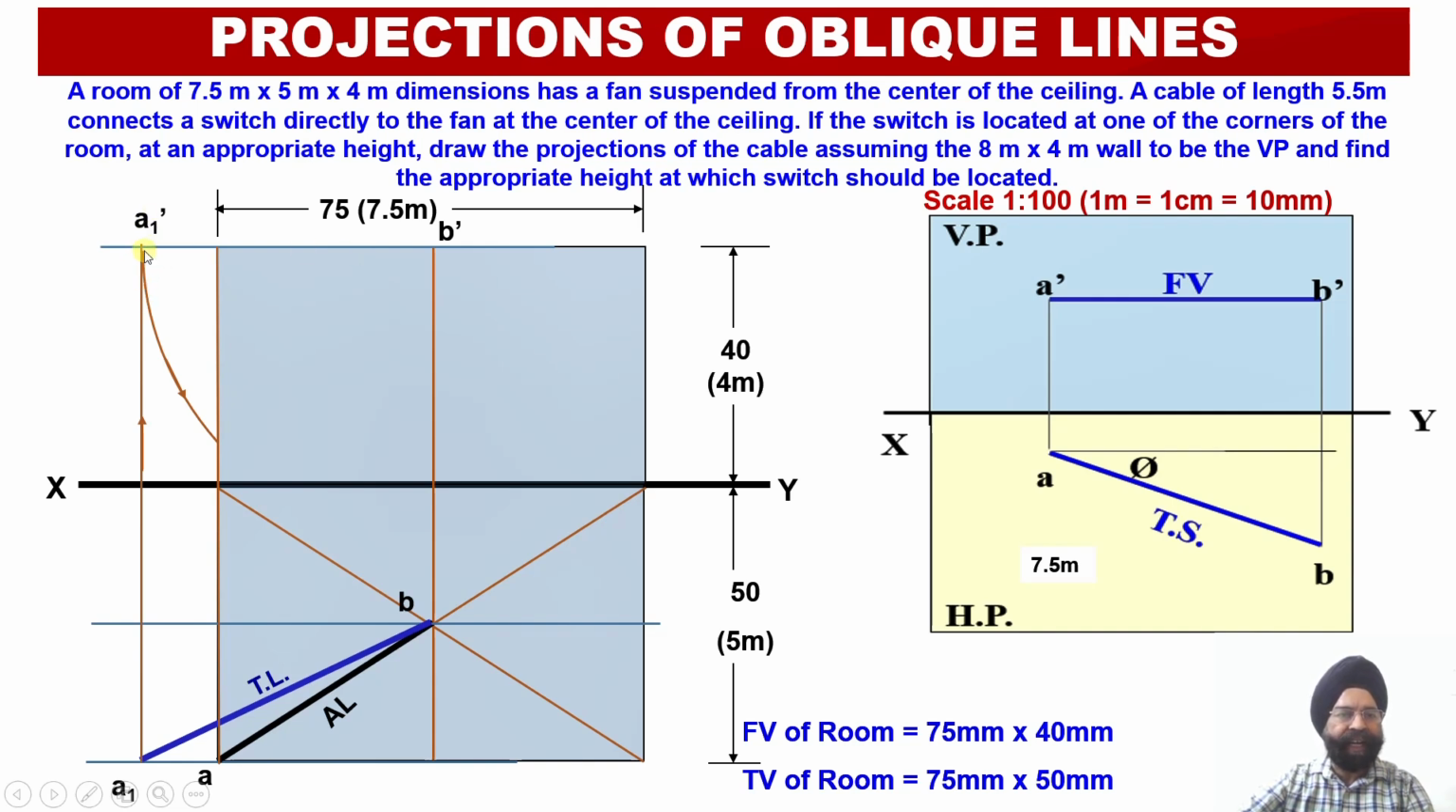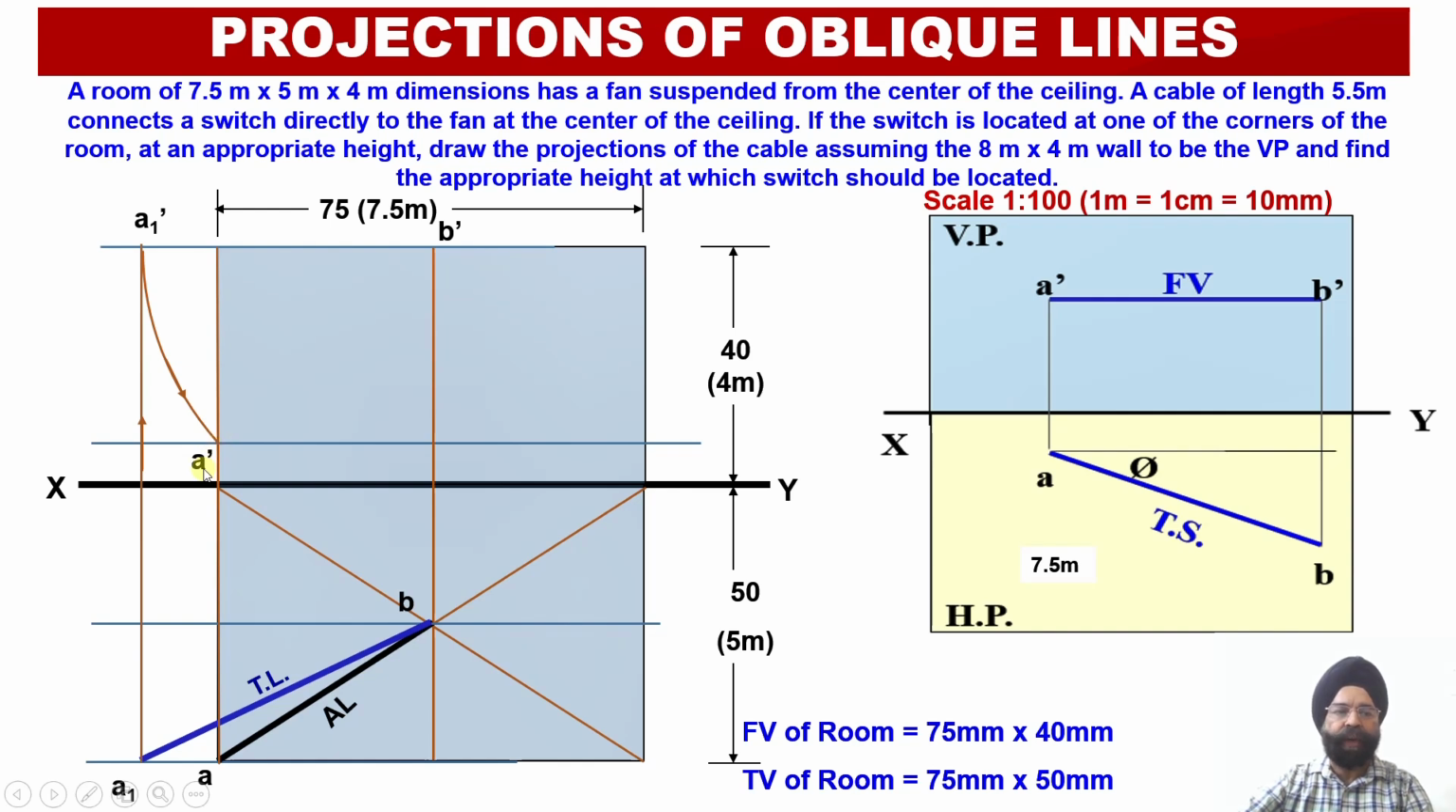rotate the point A1 dash in such a way that it should intersect with this vertical projector which is going to pass through point A, and wherever this curve it is going to intersect with this vertical projector, I am going to get the location of the point A dash over here. It means that I will be able to obtain the height of this switch above the ground over here. This is my point A dash. So point A dash is going to define what? It is going to define the height at which my switch should be located above the ground.